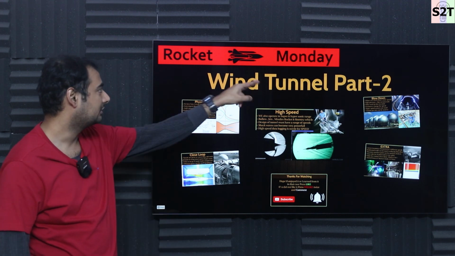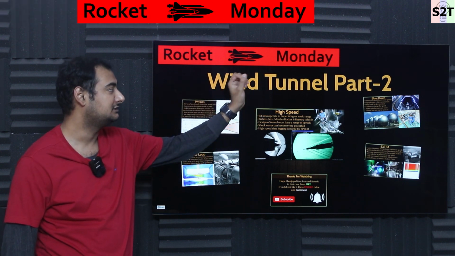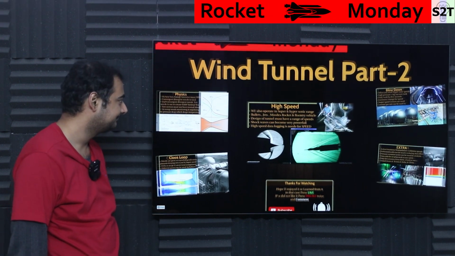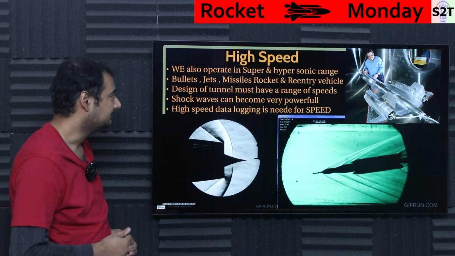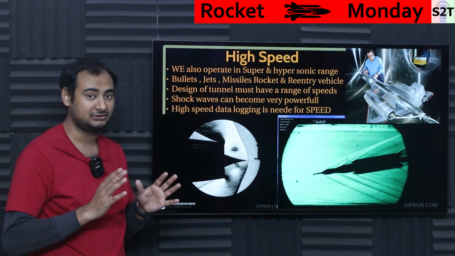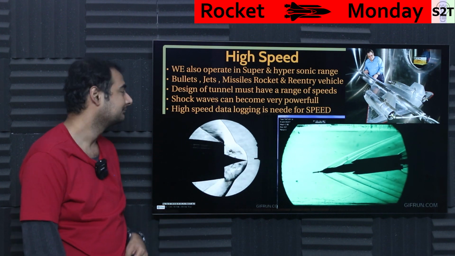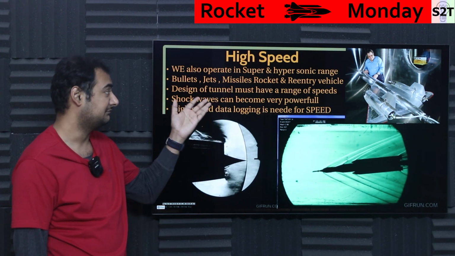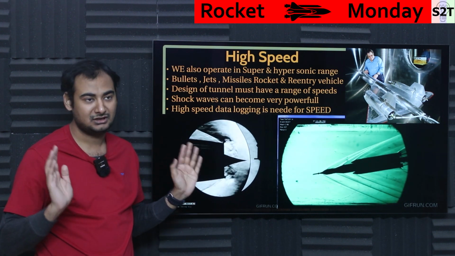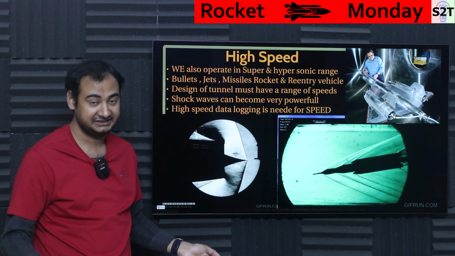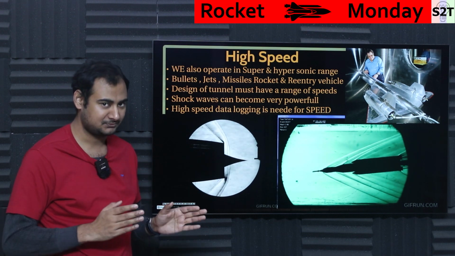In today's show, Rocket Monday, we're going to talk about wind tunnels part 2. So let's dive right into it. Now today we are specifically focusing on the supersonic and hypersonic regime because there are many things that operate at the regime, so you have to understand those dynamics also. So we have bullets, we have jets, we have missiles, we have rockets, we have re-entry vehicles. All these puppies can easily cross Mach 2, Mach 3 or even go to Mach 20. So we really need some fast boy.